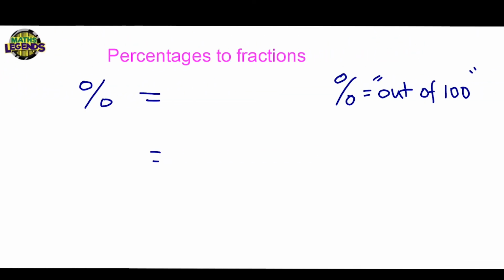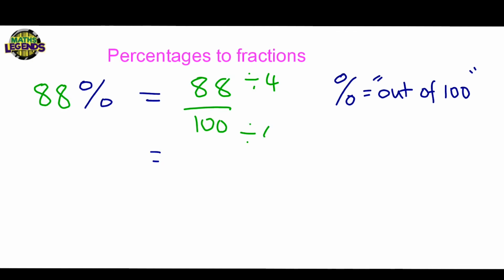Let's say we have 88%. So again, it's out of 100. So we write 88 over 100. And we divide by a number that we can think of that divides top and bottom. So here we're going to divide by 4. And the bottom one we'll divide by 4 as well.